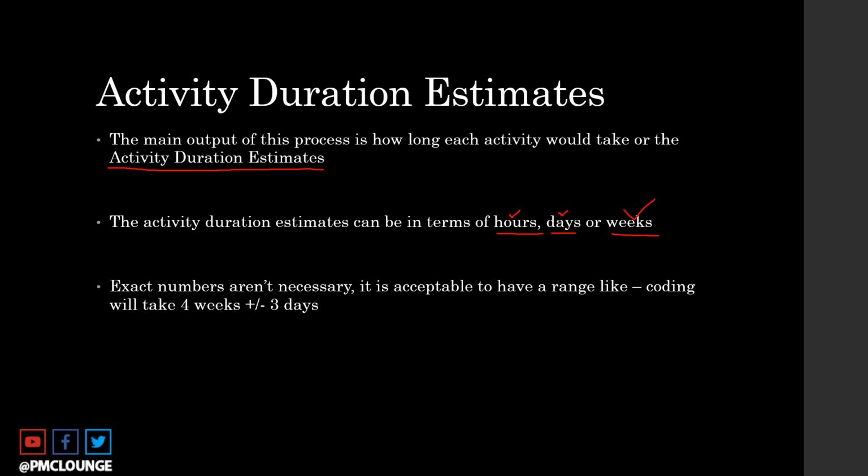Now, an important point to understand here is that you don't really need exact numbers when you're coming up with activity duration estimates. It is acceptable to have a range. So you can say that coding will take 4 weeks plus or minus 3 days, which means it can take 4 weeks and 3 days, or it can take 3 weeks and 2 days as well. So you can have your estimates in a range. This is also acceptable. You don't have to come down to the T and exact estimates. It is okay to have a range at this point in the project.